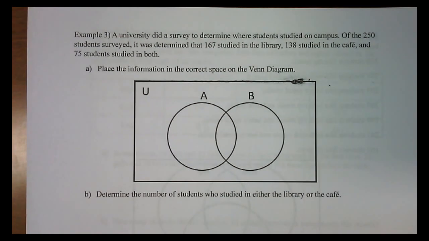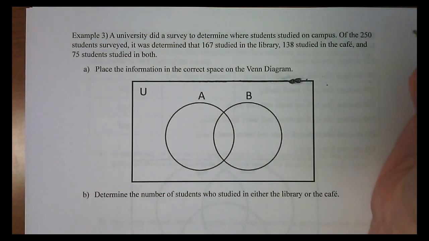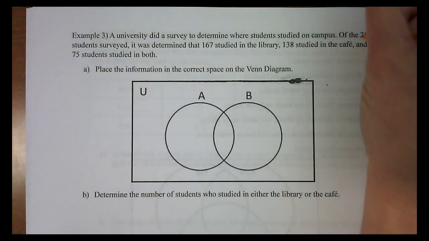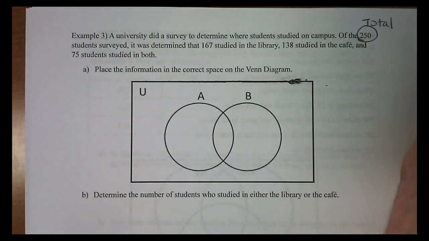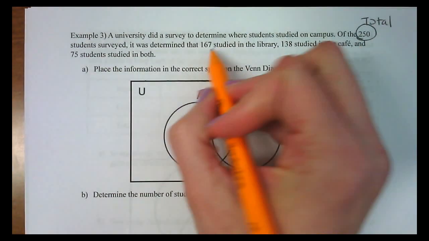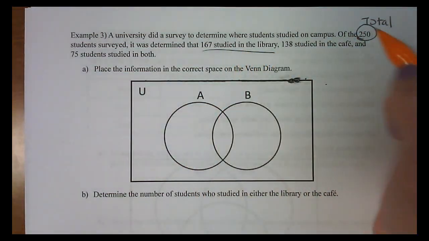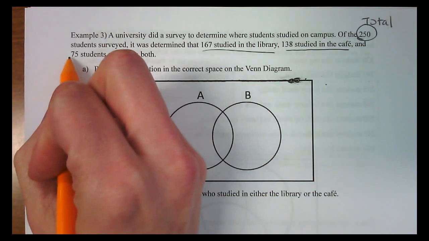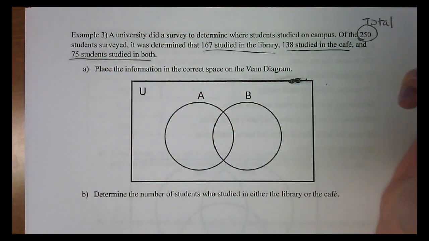Okay, on page 19 we have a blank Venn diagram, and we have a situation described at the top. It says, a university did a survey to determine where students studied on campus. Of the 250 students surveyed, so this tells us our total, it was determined that 167 students studied in the library, 138 students studied in the cafe, and 75 students studied in both.